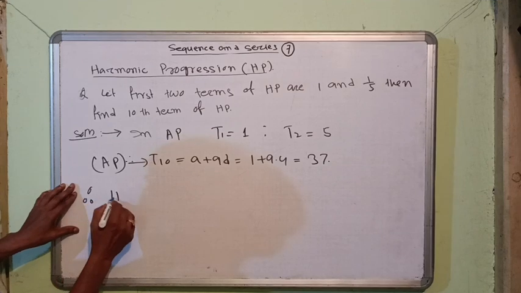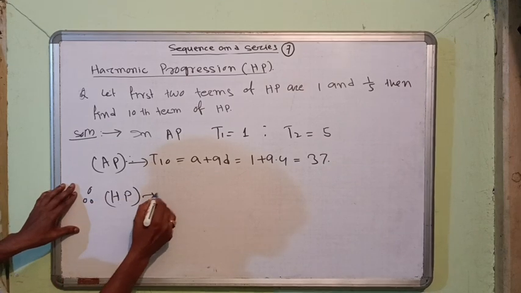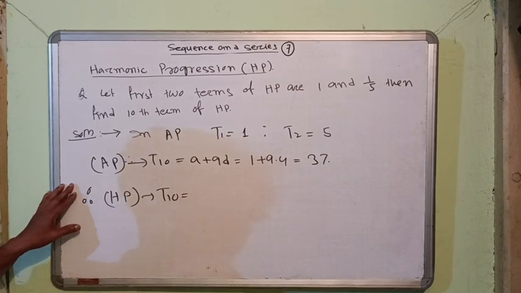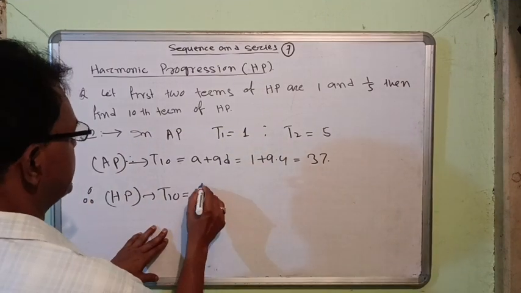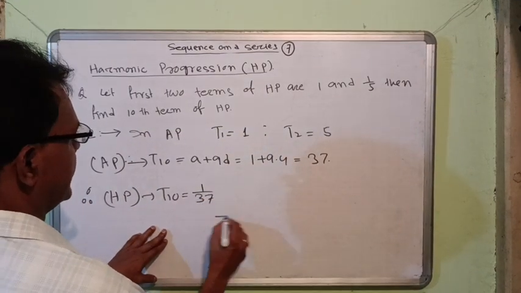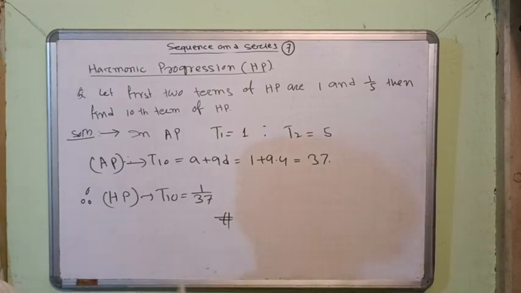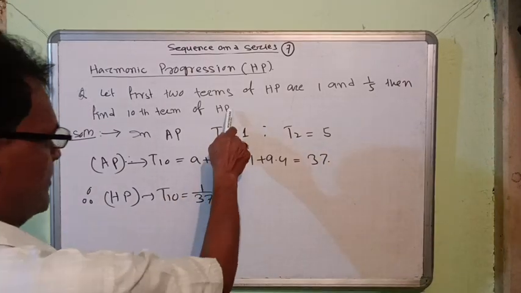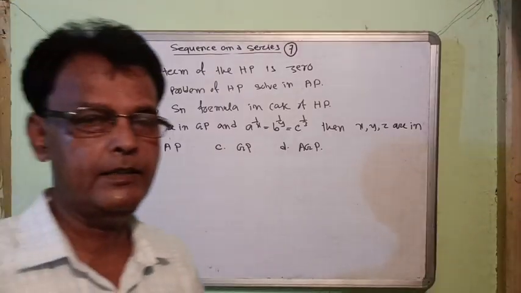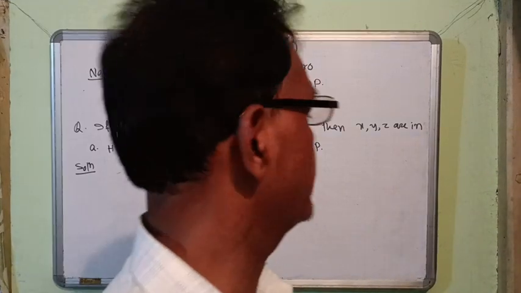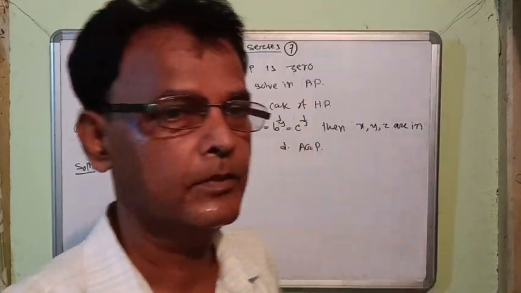Therefore, HP T10 is nothing but reciprocal of this, that is 1 by 37 is the T10 term of HP. That is the last problem of today's class.